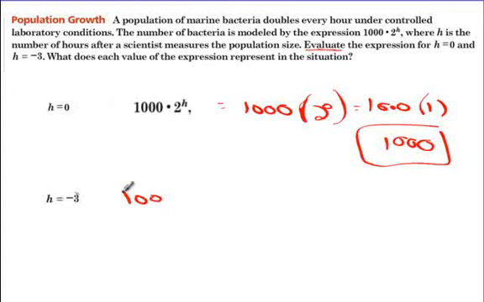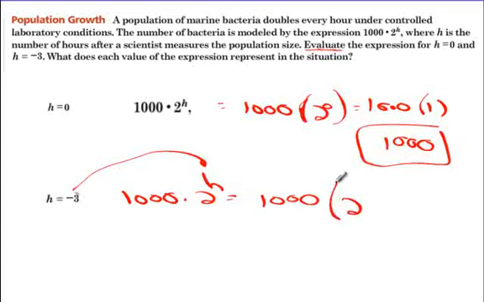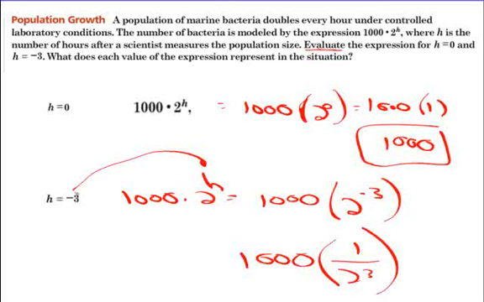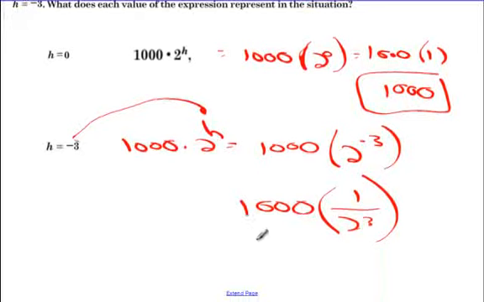Now I'm going to take 1000 times 2 to the h, and this time we're going to plug in -3. So I have 1000 times 2 to the -3rd. So I have 1000 times 1 over 2 to the 3rd. Let's get some more space here. I have 1000 over 2 times 2 is 4 times 2 is 8. So 1000 divided by 8. And 1000 divided by 8 is 1 over... Oh, I'm sorry, it's not 1 over. It's 125.